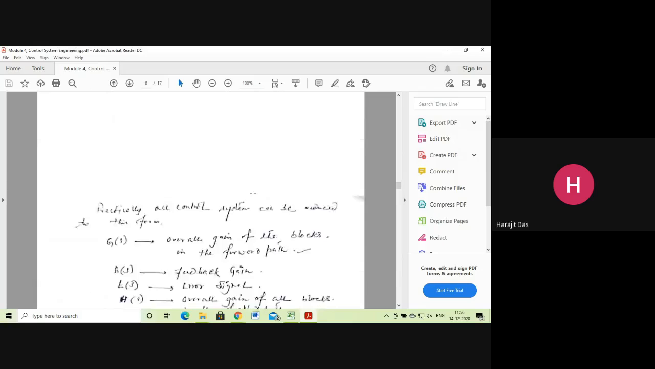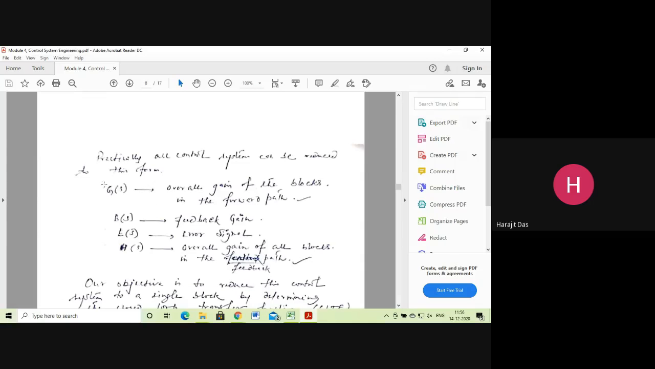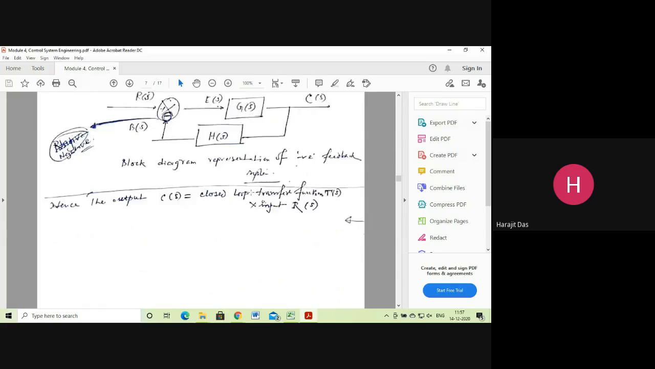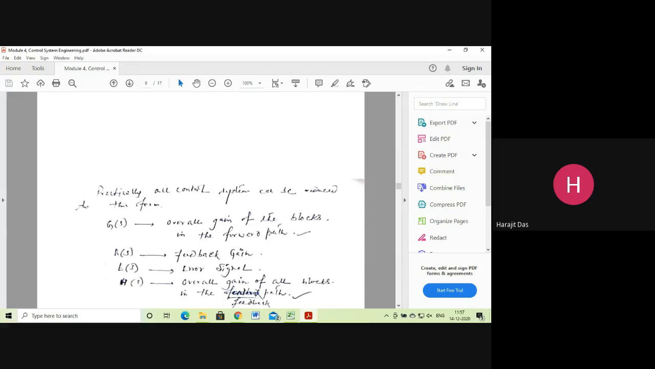Now I will be showing you the positive feedback signal. So here it is written that G of S is what? Overall gain of the blocks in the forward path in each and every system, whether it is open loop or closed loop. So there will be one forward path gain. So this was the forward path, and here it is the reverse path or backward path. So in open loop also there was one forward path gain. So G of S is the forward path gain. You need to remember these terms. G of S is the forward path gain in the forward path.